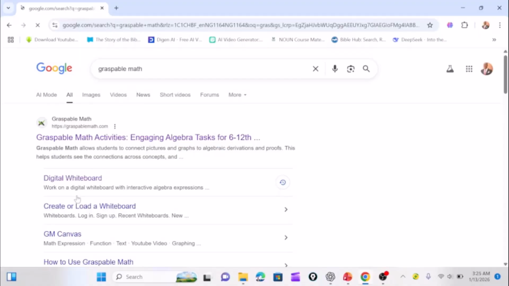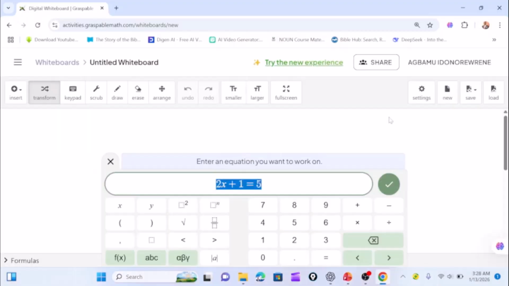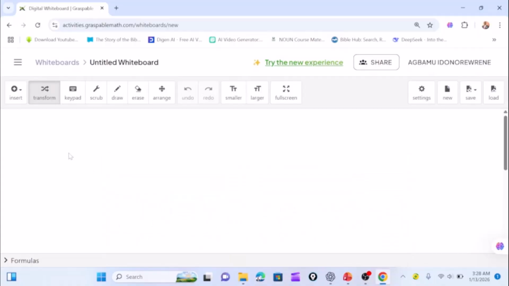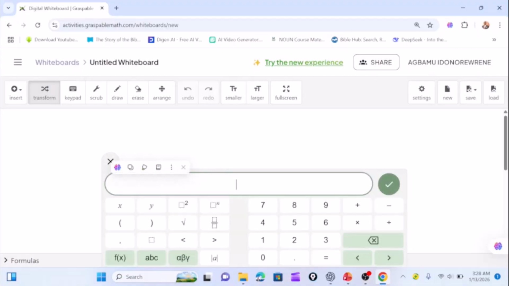Okay, so when it opens, go to digital whiteboard. Make sure you use your whiteboard. I'll just click on whiteboard and it will open, and that is all. Okay, it's up now, so let's go to the demonstration. When it comes up, you will see this keyboard appear. As you click on empty space, the keyboard will disappear. As you click again, the keyboard will appear.